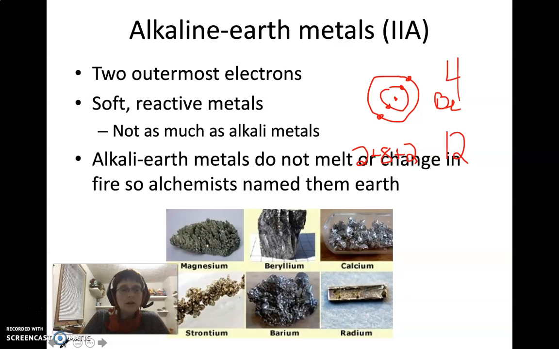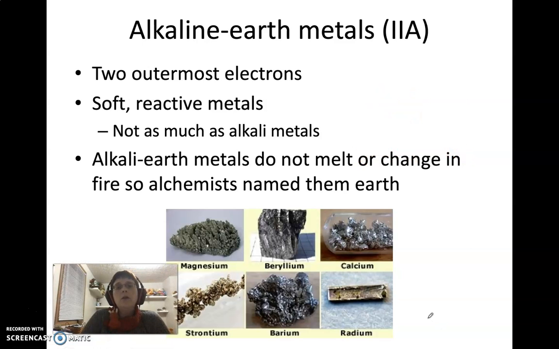Alkaline earth metals are interesting as far as why they're called alkaline earth metals. So earth actually is talking about something like a non-metal, which is interesting because we now know they're metals. So they're called alkaline earth metals because they don't melt or change in fire. And so that's why they got the earth name. The alkali part is actually related to them creating alkaline substances, which we used to make soap.